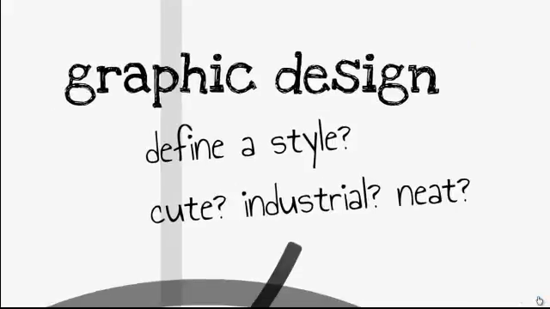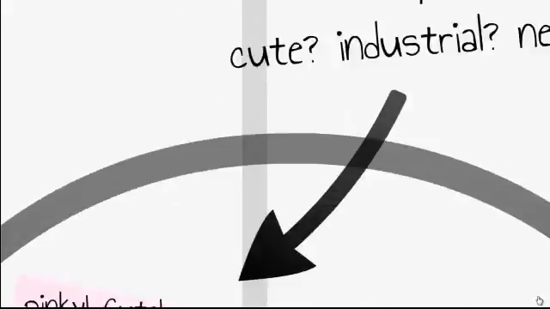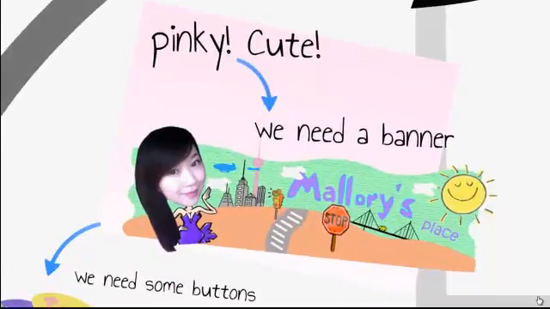The first thing is to define a style for the website. Should it be cute, industrial, or neat? I decided to pick pinky and cute style because my client Mallory Chen is very girlish.